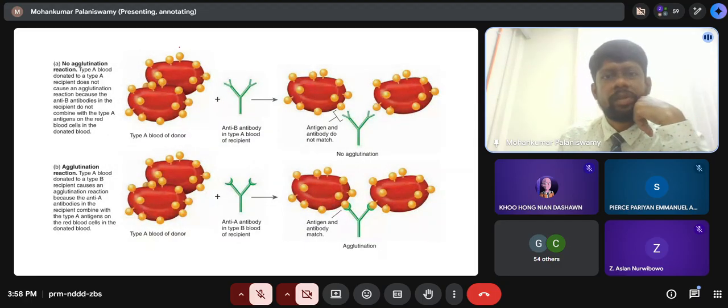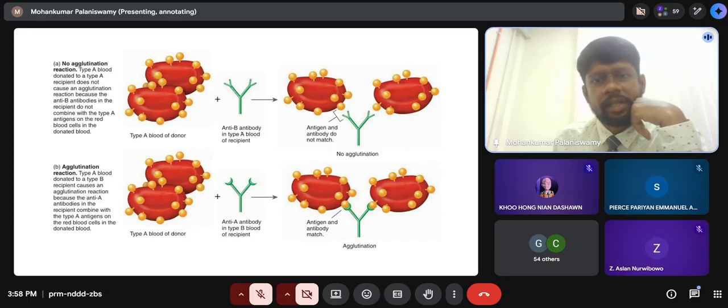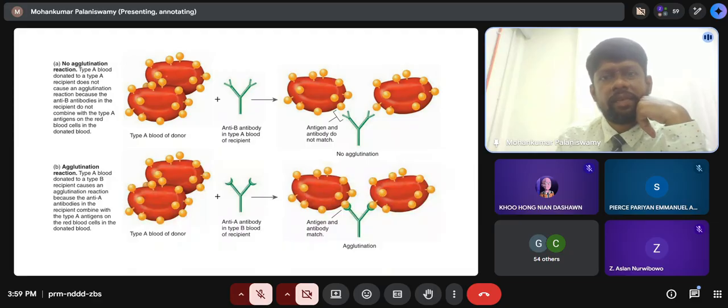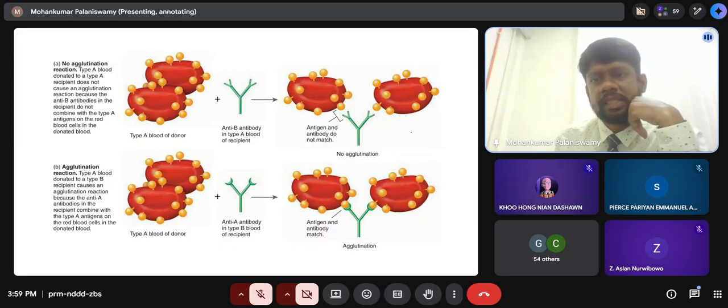What happens is, imagine, here we have type A RBC, then type B antibody. Here we have the ball-like structure, here we have the triangle-like structure, and hence there is no bonding, there is no agglutination. Whereas here we have again blood with the small molecules. Here we have anti-A antibody. Here it is anti-B antibody. Here it is anti-A antibody.